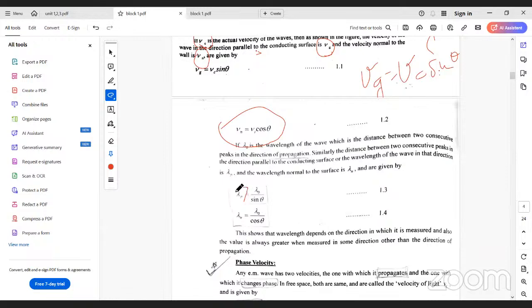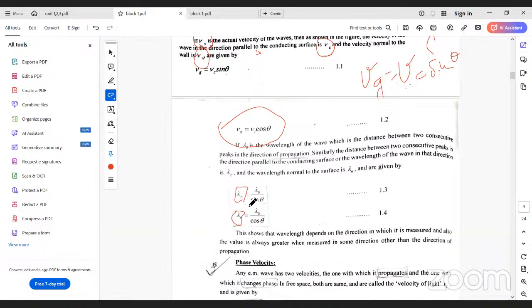Wavelength across propagation, lambda p equal to lambda naught by sine theta. Wavelength across the normal to the plane is represented with lambda n. Lambda n equal to lambda naught by cos theta. These we will use in the next derivations.